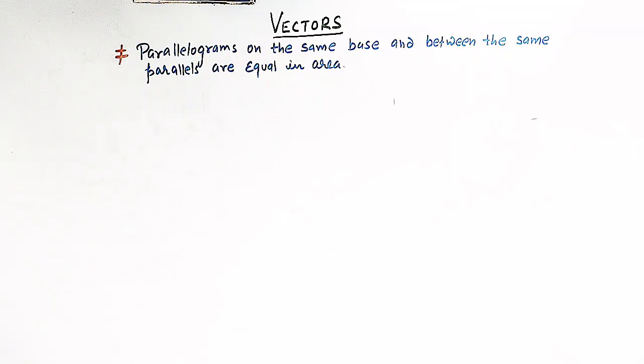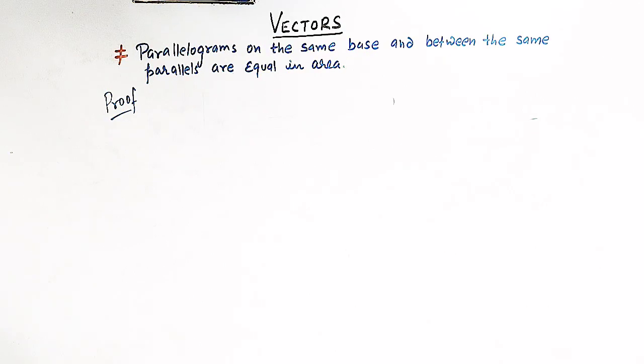Hello viewers, in today's session we are going to discuss an important application of vectors, and in this class we are going to prove an important result or theorem in Euclid's geometry. So here, using the concept of vectors, we have to prove that parallelograms on the same base and between the same parallels are equal in area, right? So let us start.